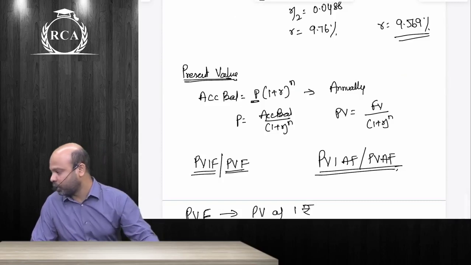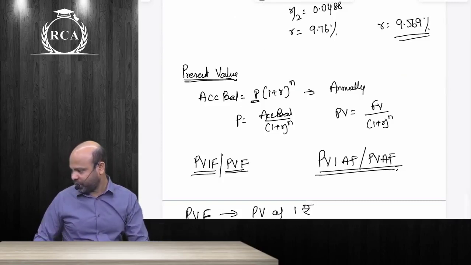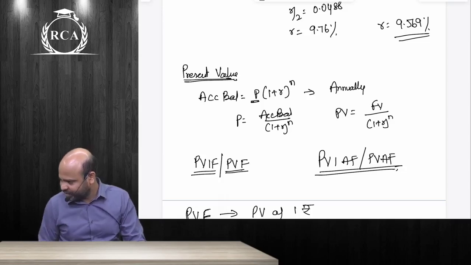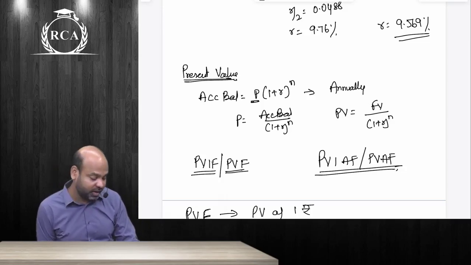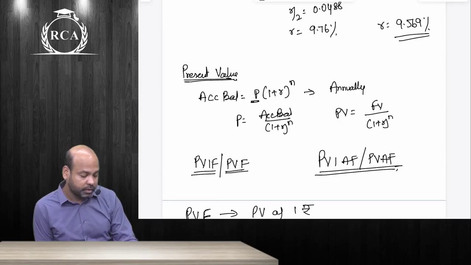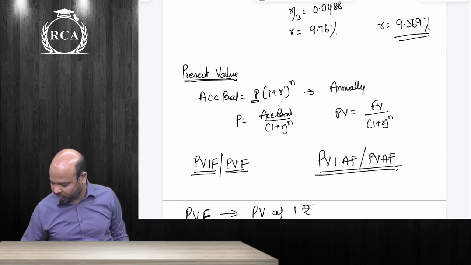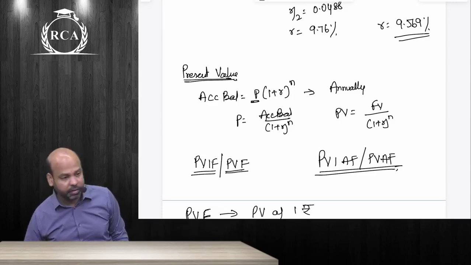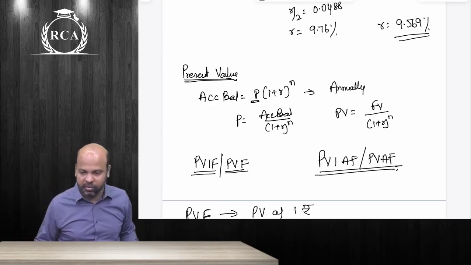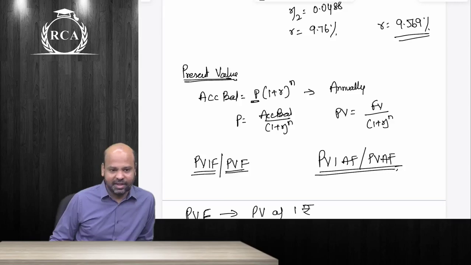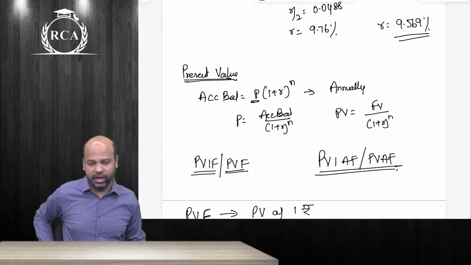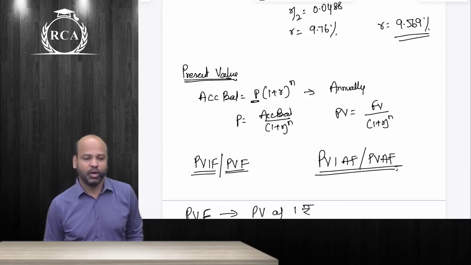Present value is the amount of deposit to be made today to receive a certain sum of money on a later date. Annuity is a series of cash flows.